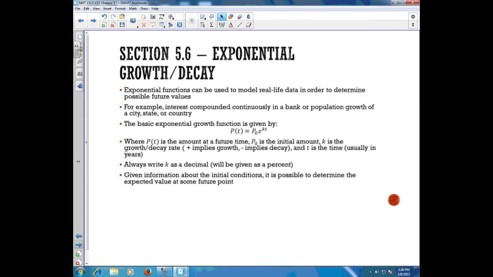K is known as the growth or the decay rate. If K is positive, then the number is growing, it's getting bigger. If K is negative, then the number is getting smaller, it's decaying. And t is the time, usually in years, but depending on the problem, it could be measured in different units. When you're given K in the problem, it'll almost always be given as a percent, just like we did before with compound interest problems. Be sure to convert it to a decimal. And when you're given information about initial conditions, it's possible then to determine the value at some future point.